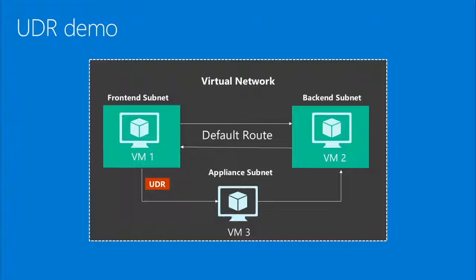And then I'm going to introduce a route, a user-defined route, the UDR. I'm going to attach this route to VM1, and I'm going to say any packet that you want to send to VM2 should go through VM3. VM3 is going to be another virtual machine that I'm going to deploy into this virtual network. I will set it up as an IP forwarding enabled virtual machine, which means it acts like a router.